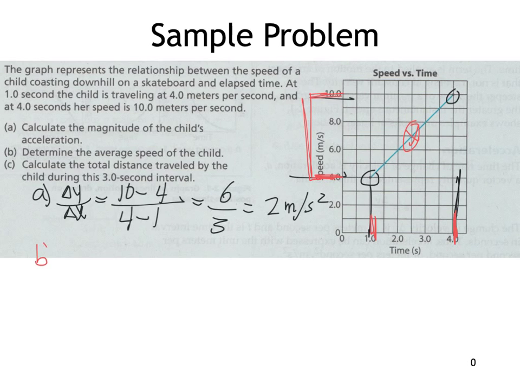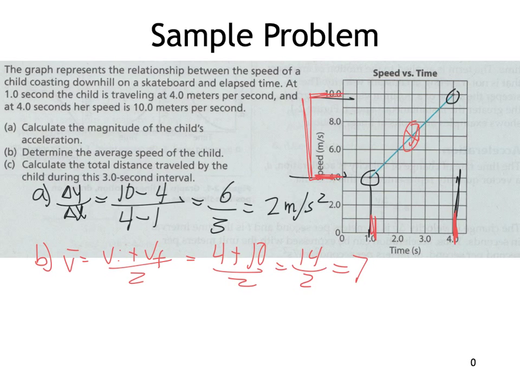So for B, I would just say average speed is going to be vi plus vf over 2, and vi is 4, and vf is 10, divided by 2. So I'm going to get 14 over 2 is 7 meters per second. And in the last question, it says calculate the total distance traveled by the child during this 3-second interval.